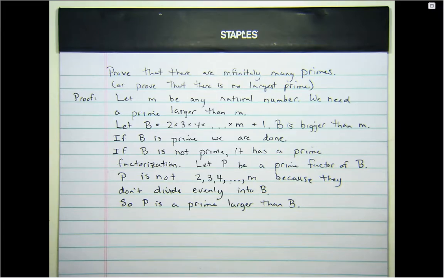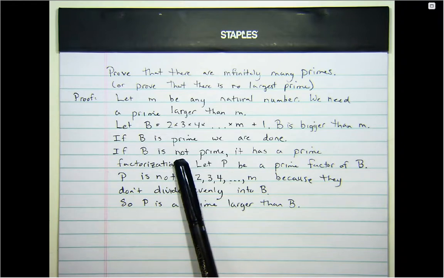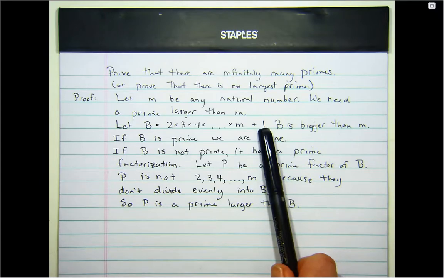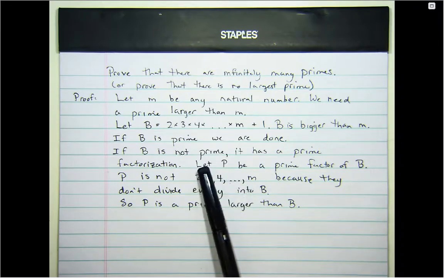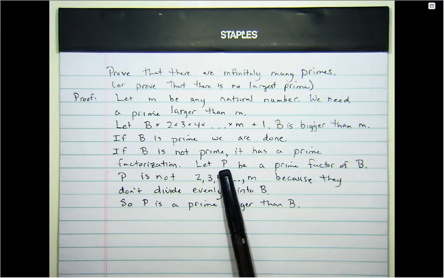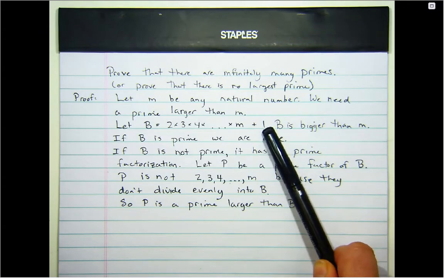So a proof is an irrefutable sequence of steps where each step can't be challenged. For example, look at this step. B is prime or it's not prime. Those are the only two options. There's no other options. B is bigger than M because you added 1 here. Once you've found the prime factorization and you picked out a number, P is not in that list because we constructed that number B so that none of those numbers divide evenly.